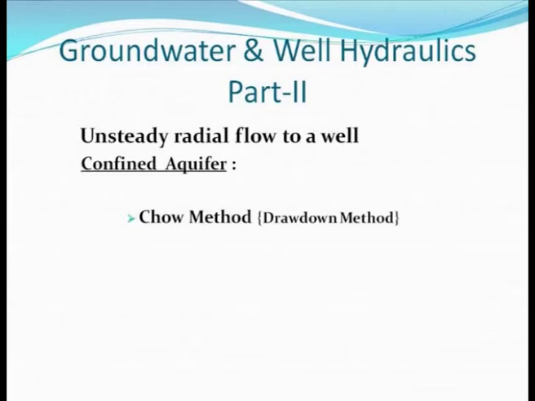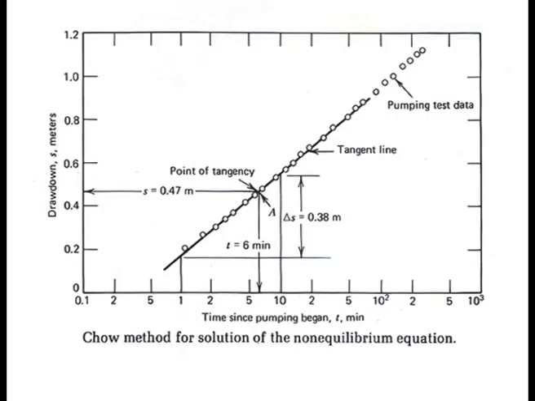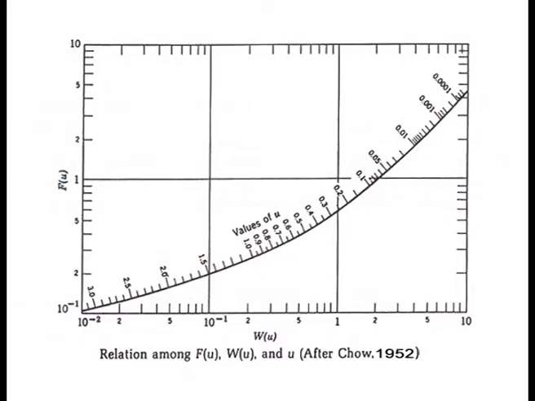In 1952, Cho developed this method. In this method, the plotting of data, that is small s versus time small t, is done according to the Cooper-Jacob method, but he has used the equation of the Thies method. So, you can say this is a combination of the Thies method and the Jacob method. The pumping test data are the same, but he has given a standard curve. That standard curve is on log paper.